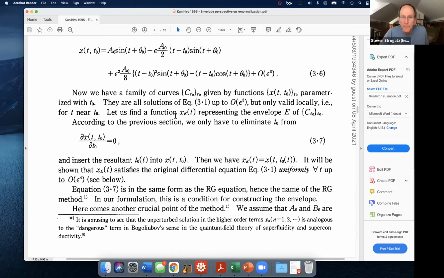Okay. Well, so let's see. We have this condition. He says, now we just have to get rid of this t0 because after all, it's just this meaningless parameter.